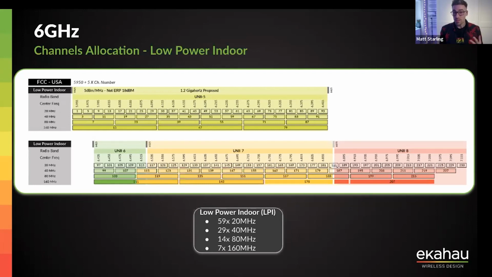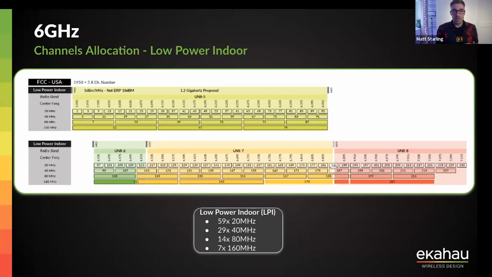But what we think probably is going to be the most popular and the default channel width is going to be the 80 megahertz wide. We'll explain more about why we think that on our next webinar, but having 14 non-overlapping 80 megahertz wide channels is going to be fantastic for those applications that need that higher bandwidth, like virtual reality and AR as well.